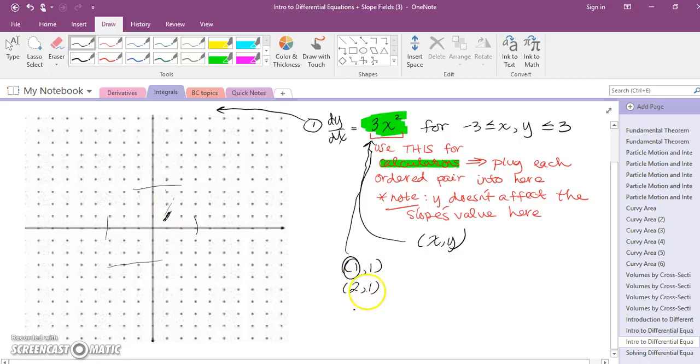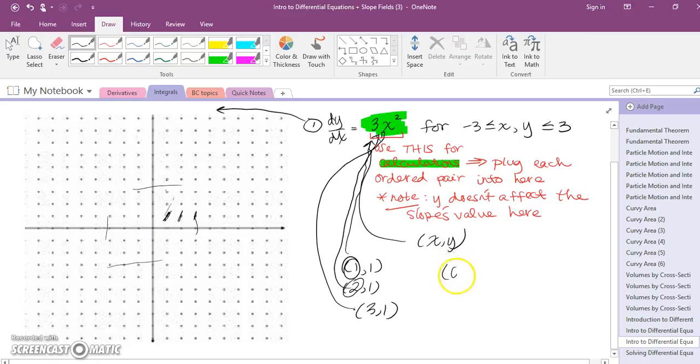Let's do 2, 1. I'm going to take my ordered pair, only x matters, plug it into here. 2 squared is 4, 4 times 3 is 12. So a slope of 12 is pretty steep here. Go to 2, 1, and if a slope was 12, that'd be really steep. Now let's say 3, 1. If I plug 3 into here, 3 squared is 9, 9 times 3 is 27. That's almost a vertical line here.